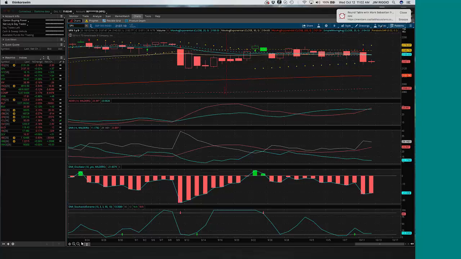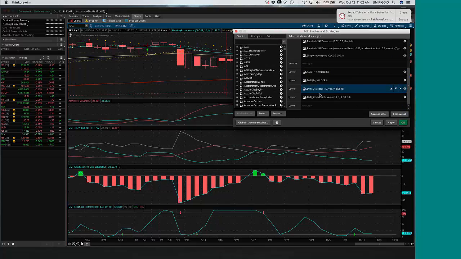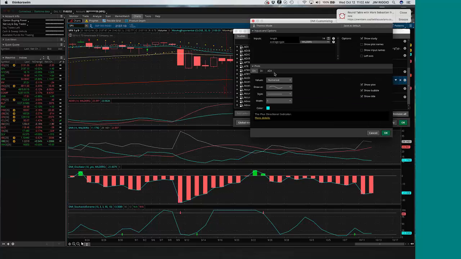I wanted to show you just a little bit more on this one. Again, edit studies. Let me move this up here. And here's the DMI. You can see you have 3 indicators. You have the DI plus and the DI minus. So this is the bullish one, this is the bearish one, and you can keep the trade any way you want. I don't like to make my bullish stuff green, but I keep it close to green, so that's why I use that aqua. I don't like to make my bearish ones red. I'll make them white.